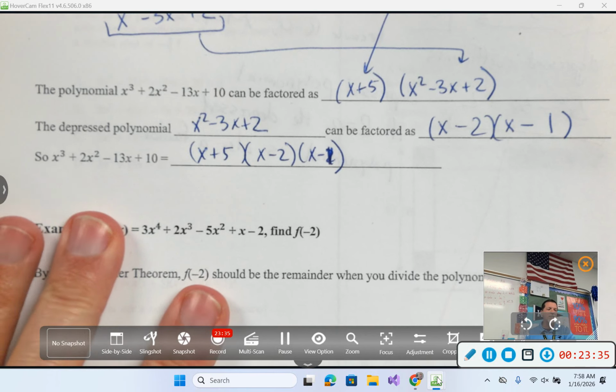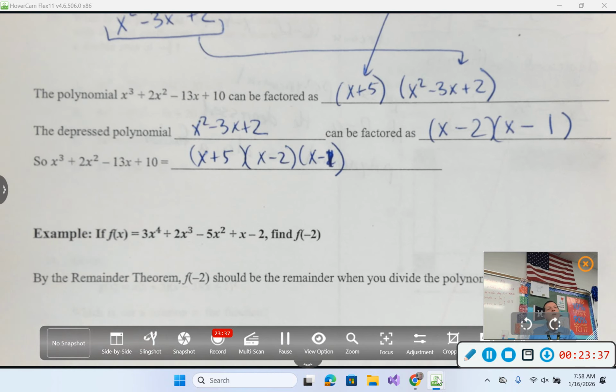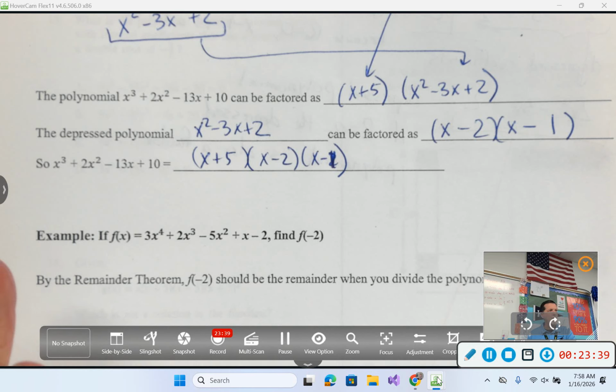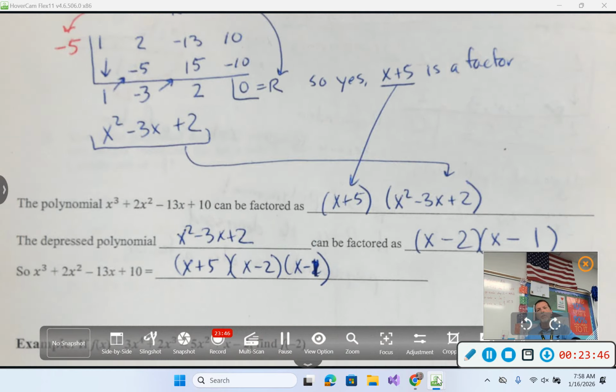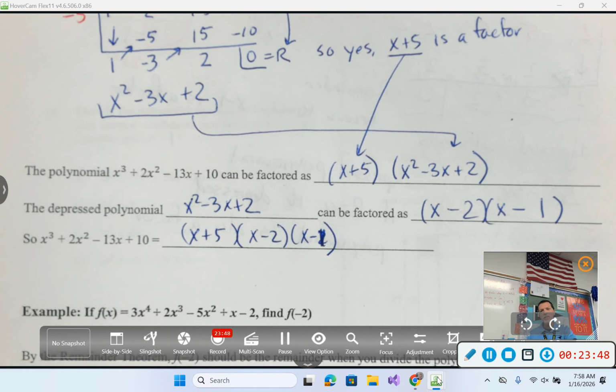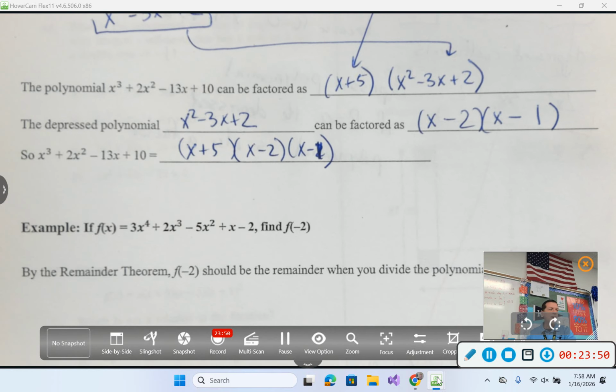Okay, that's the factor theorem. If you get a remainder of 0, then what you divided by is a factor. And the leftovers are a factor, and maybe you can factor them further. So I hope you did okay on the factoring part of the test yesterday, because we're still factoring.